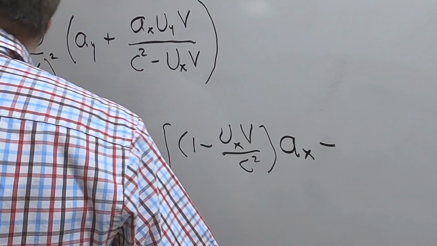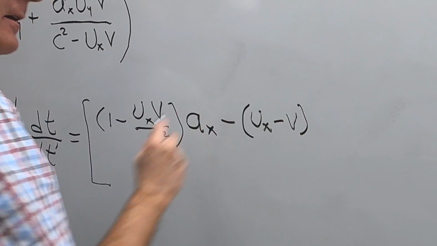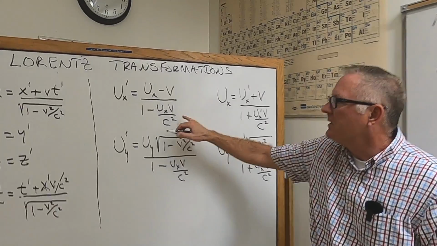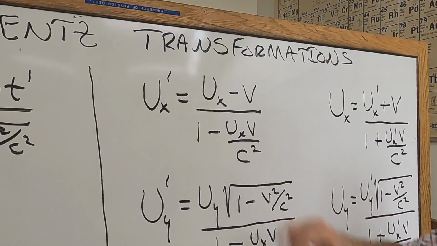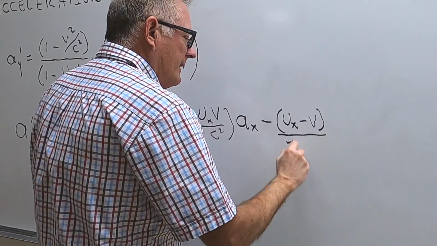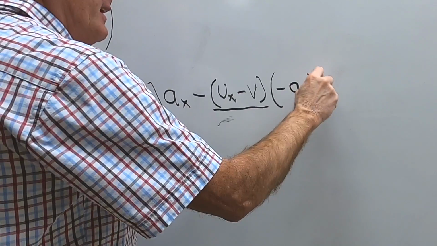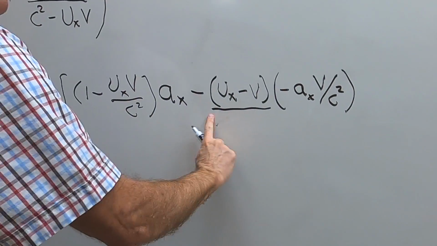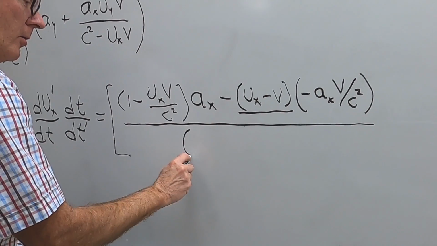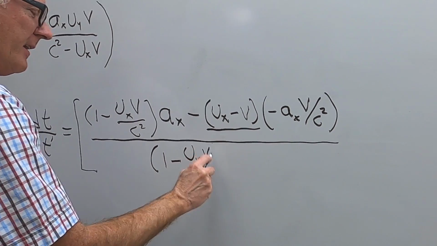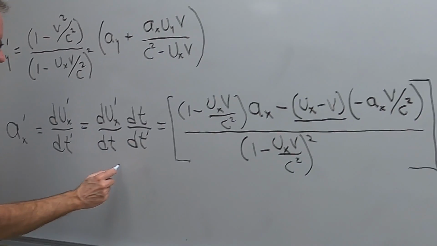Minus the top, which is ux minus v, times the derivative of the bottom. The 1 is a constant with derivative 0, and v over c squared is a constant, so the derivative is minus ax v over c squared. So this is minus times the derivative of the bottom, minus ax v all over c squared. All divided by the bottom squared, which is 1 minus ux v over c squared, squared. So that is this term right there.